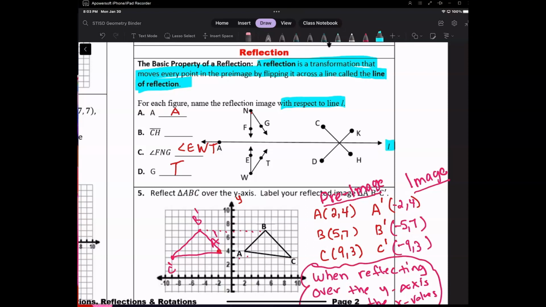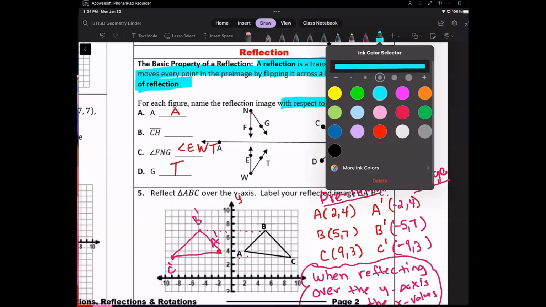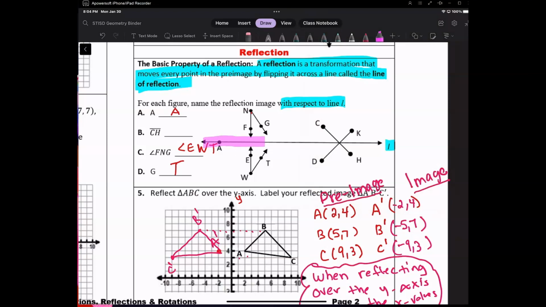So you're always going to have a line in which you'll be reflecting the image. In this example, we do have a line, and this line is called line L. And you start off with A. Now you notice that A is on the line, so its reflection is going to stay there, so that's going to be A prime. Okay? That's A prime. Even though it's on the line of reflection, it's going to be A prime.